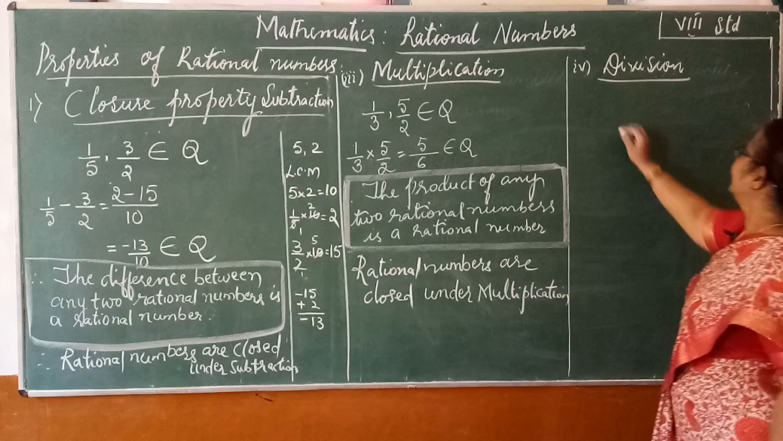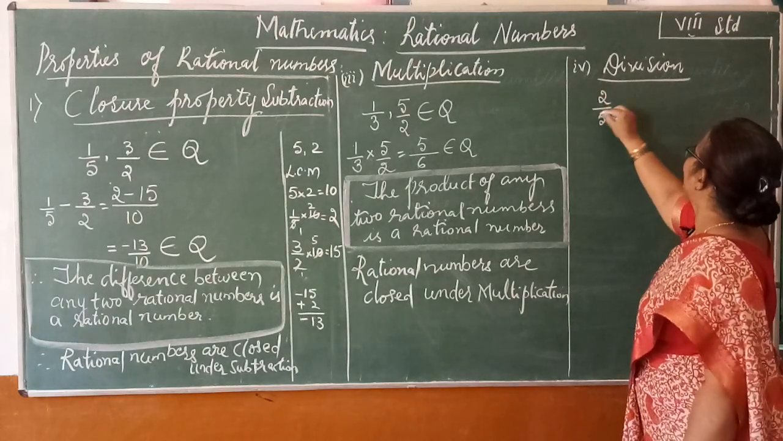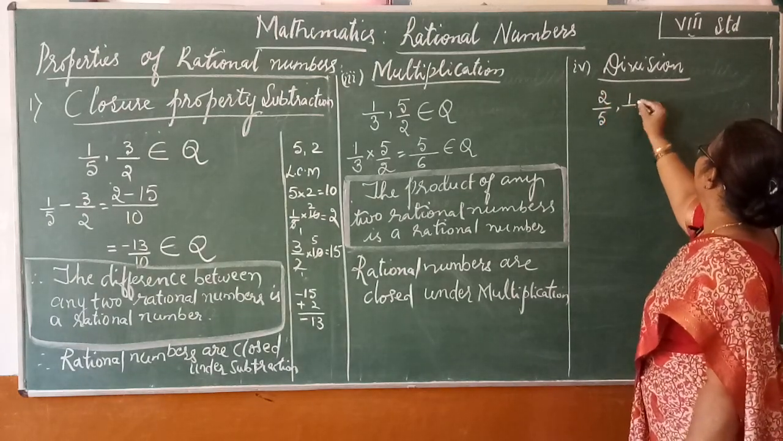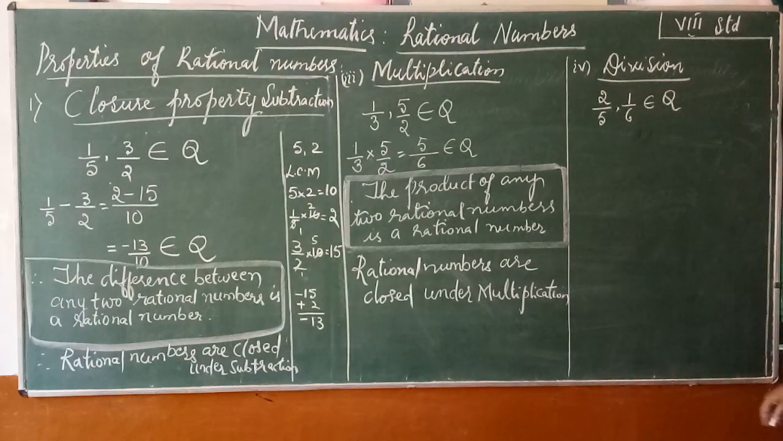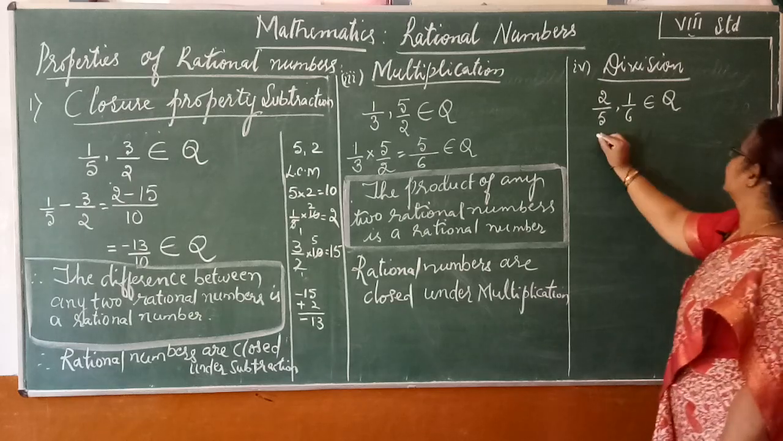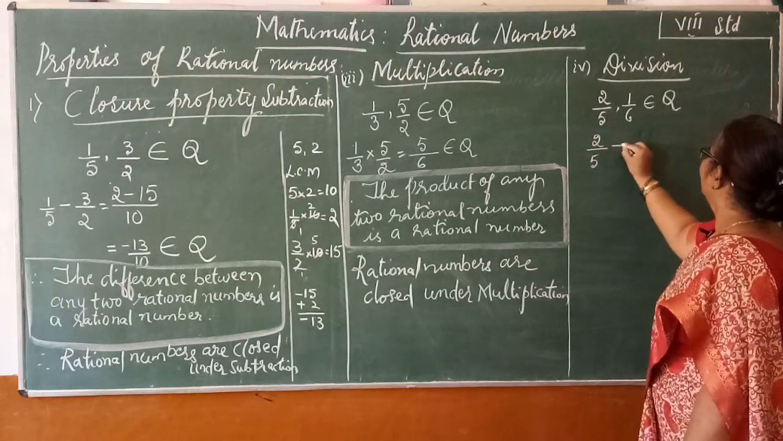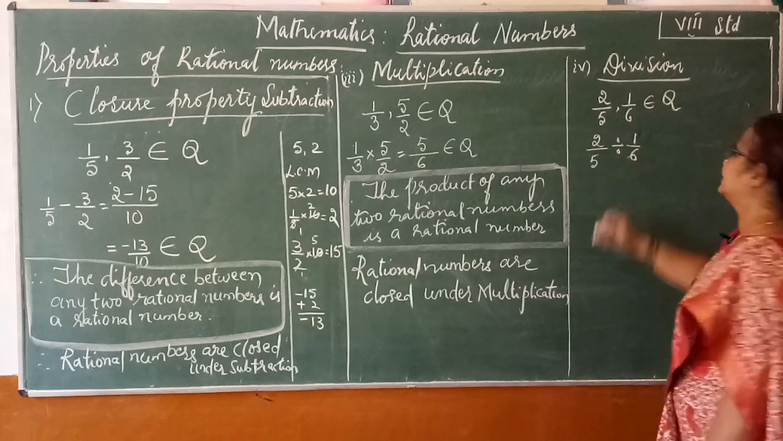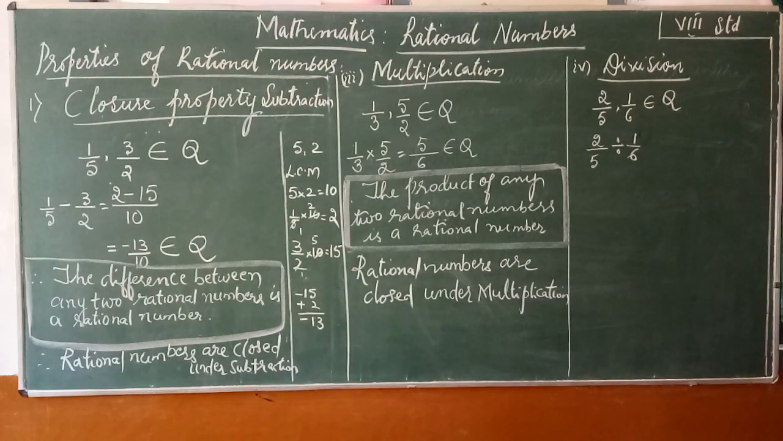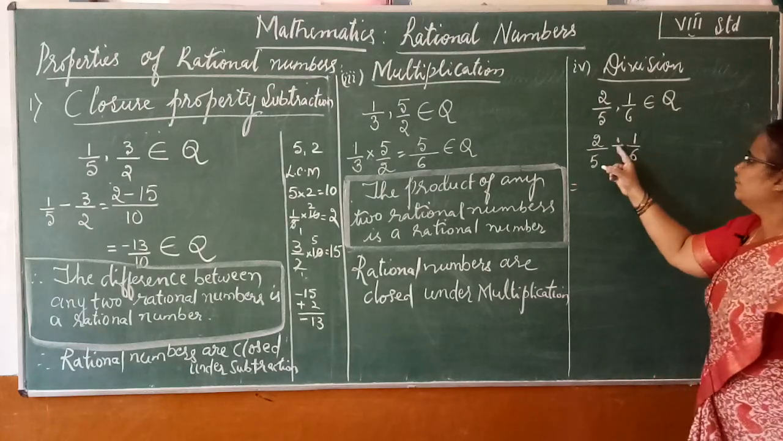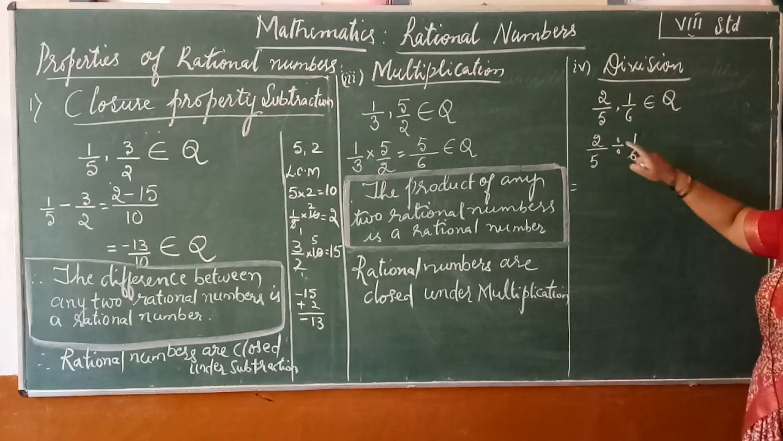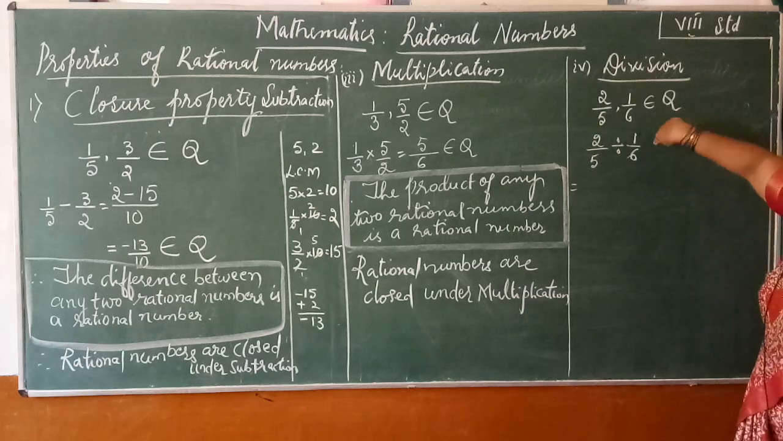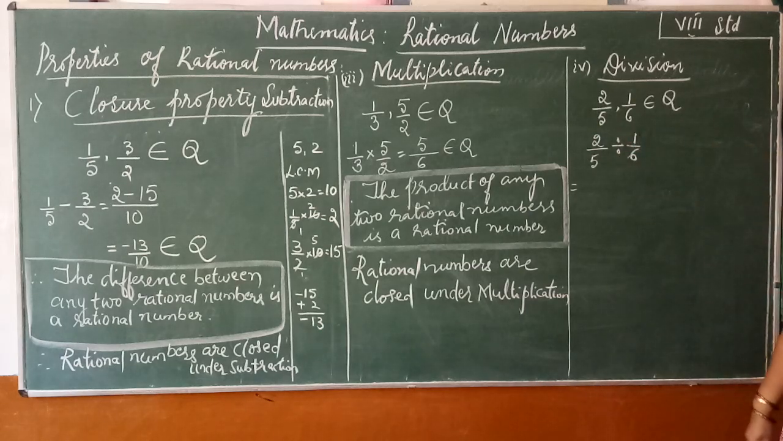Same way, consider any two rational numbers 2 by 5 and 1 by 6 belonging to Q. How to divide rational numbers? 2 by 5 divided by 1 by 6. Now, division, you should change it to multiplication. When division changes to multiplication, you have to take the reciprocal of the other one, because division is the inverse of multiplication.